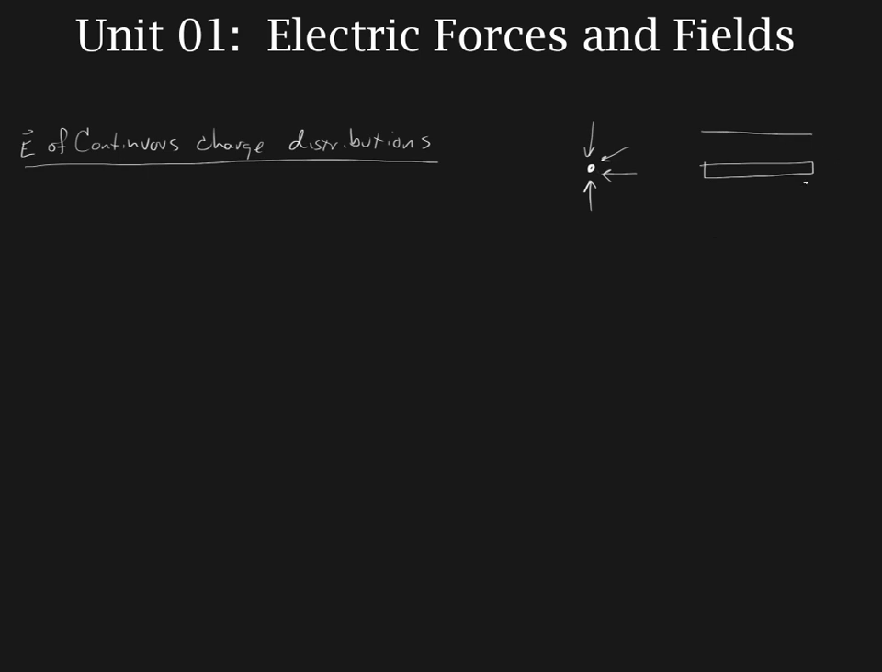With a continuous charge distribution, we run into some problems with utilizing Coulomb's law. Coulomb's law can readily be applied to a point charge, but Coulomb's law can't be applied directly to something which has got physical dimensions. And we're going to take a look at that in a minute.